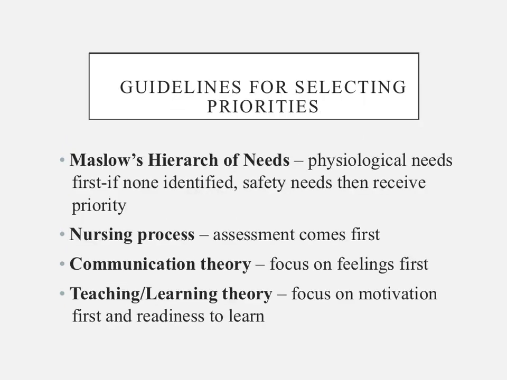So here's some guidelines to use. Your priority setting frameworks. Maslow's hierarchy of needs. So their physiological needs, their basic needs are first, food, water, shelter, and then safety things that receive priority. The nursing process. Do your assessments first. Do you have all your assessment data? Assessment, and then interpretation of your assessment, and then you're going to move on to your interventions, evaluations, and outcomes.